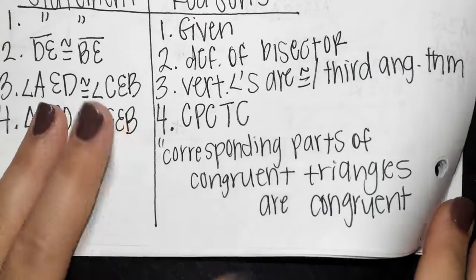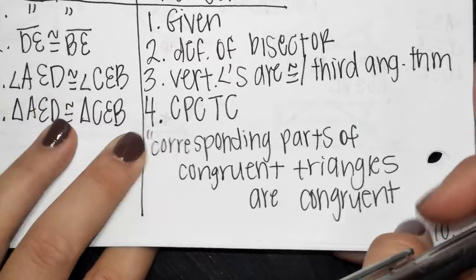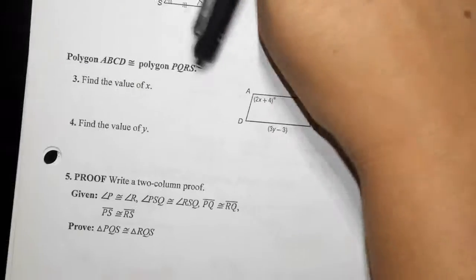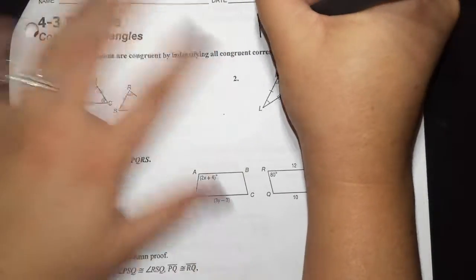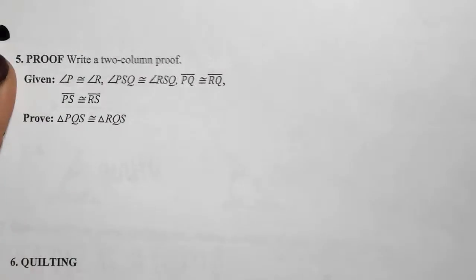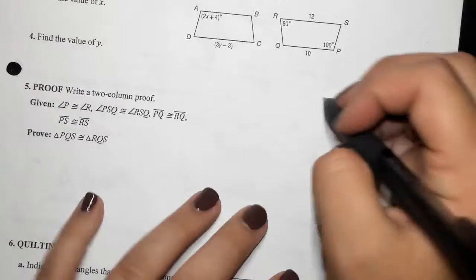CPCTC. Alright, so you have a couple of things to finish between now and tomorrow. If you look at the back, I want you to complete 1 through 5. Now, number 5 is a proof. And they didn't draw you a picture, so I want to draw you one because I think it'll help since it's just our first day doing this. So here's your picture.